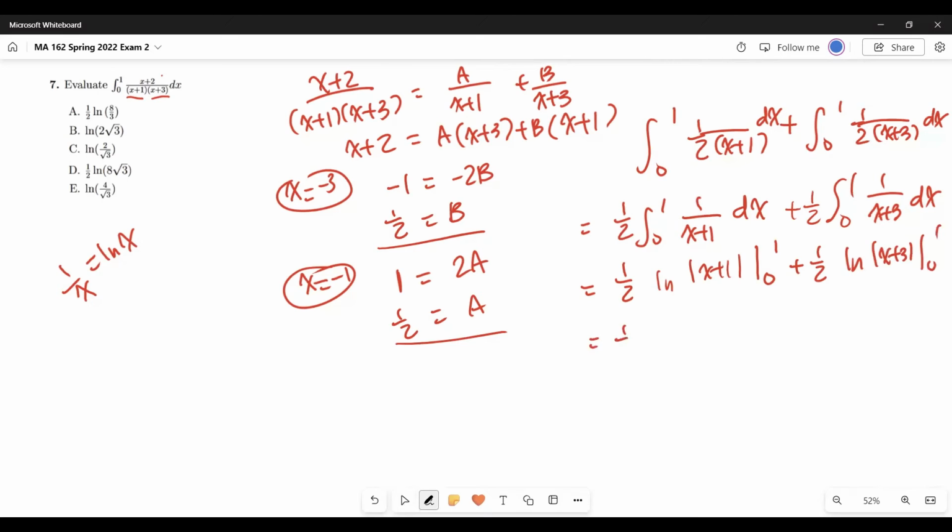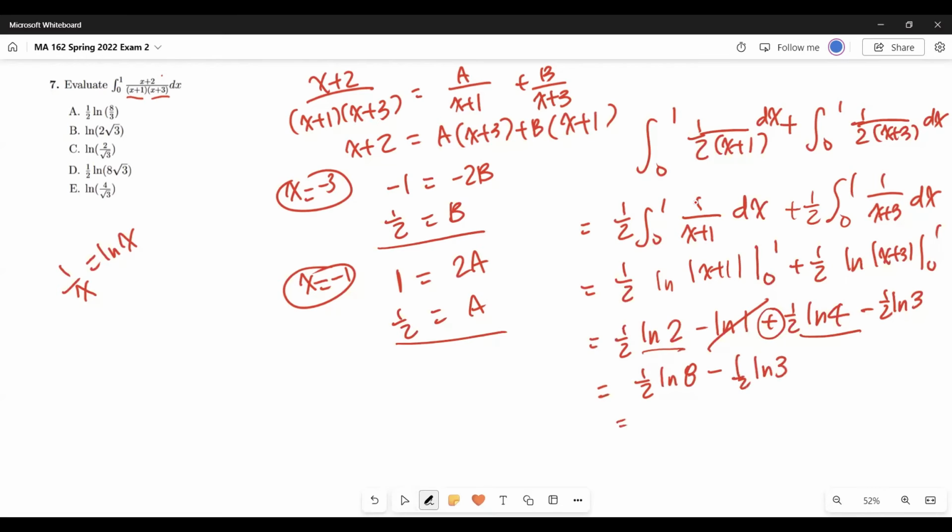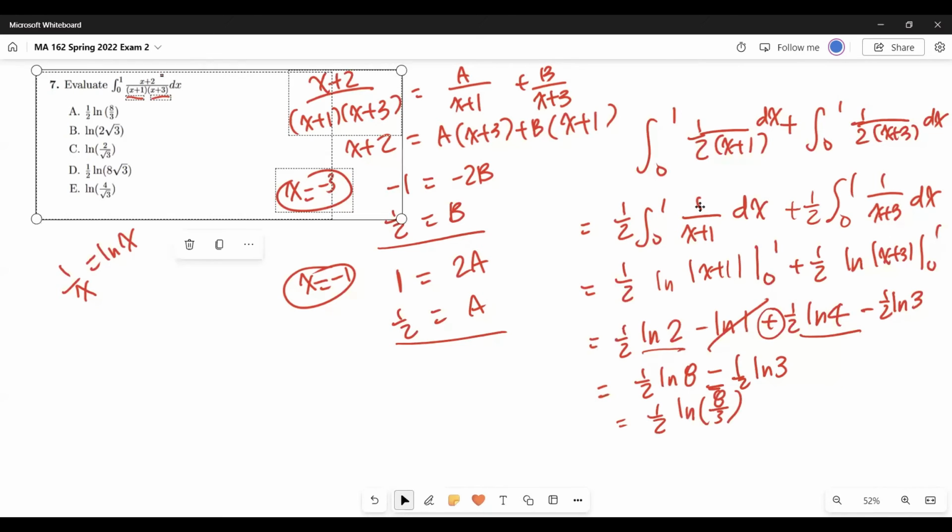This becomes 1 over 2 ln 2 minus ln 1, plus 1 over 2 ln 4 minus 1 over 2 ln 3. So ln 1 is just 0, and for ln 2 and ln 4, since you're adding those two values, you can multiply them together. So this becomes 1 over 2 ln 8, and then minus 1 over 2 ln 3. And if you're subtracting, by the logarithmic rule, you can divide. So 1 over 2 ln(8 over 3). So this becomes the answer A.